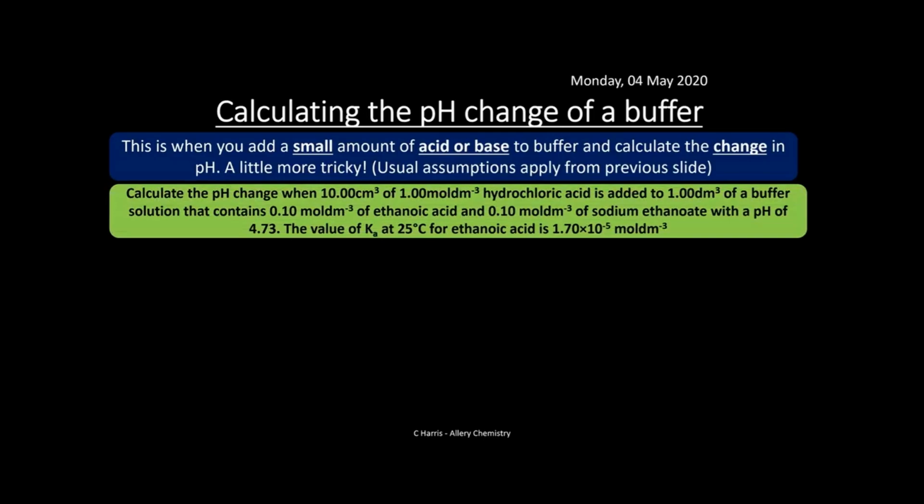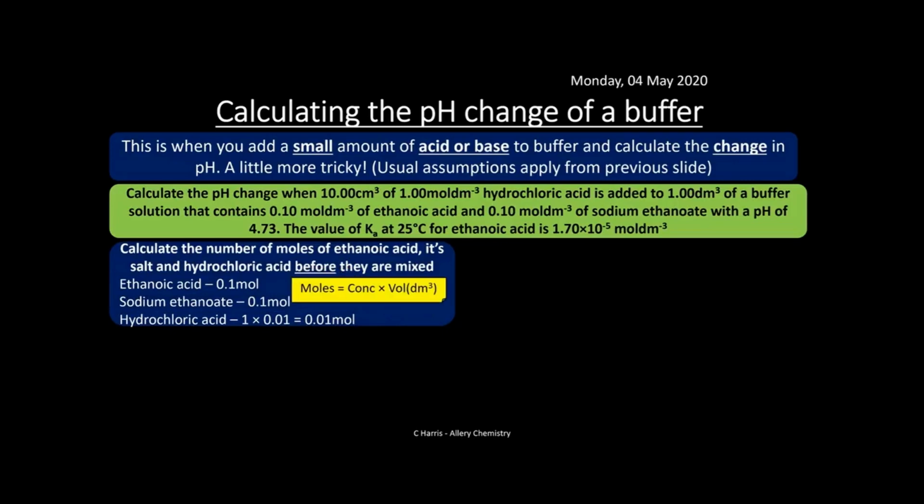Okay, so here's the question. Calculate the pH change when 10 cm³ of 1 mol per dm³ hydrochloric acid is added to 1 dm³ of a buffer solution that contains 0.1 mol per dm³ of ethanoic acid and 0.1 mol per dm³ of sodium ethanoate, with a pH of 4.73, so it's an acidic buffer. The value of Ka at 25 degrees Celsius for ethanoic acid was 1.7 × 10⁻⁵ mol per dm³. Right, here we go.